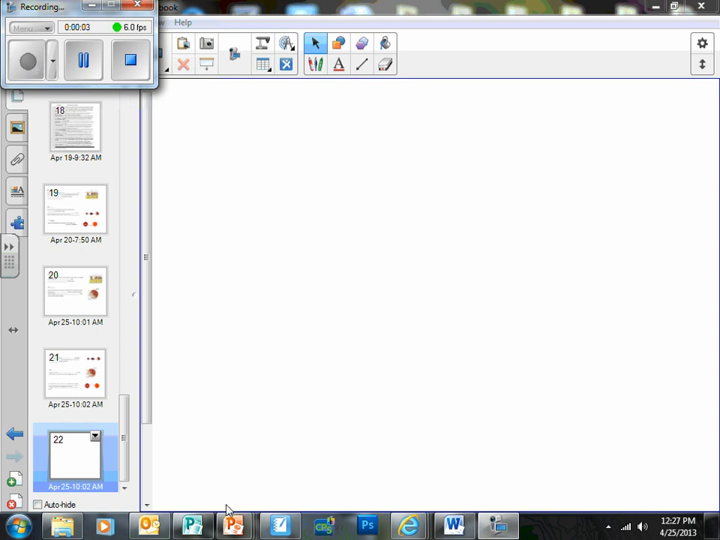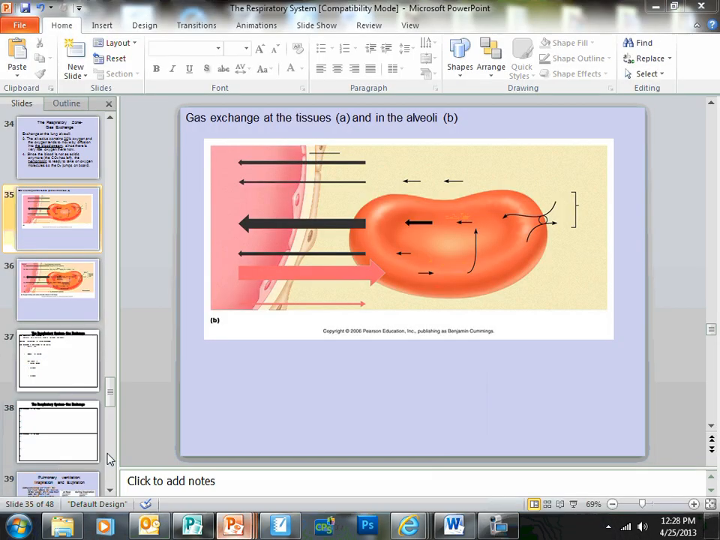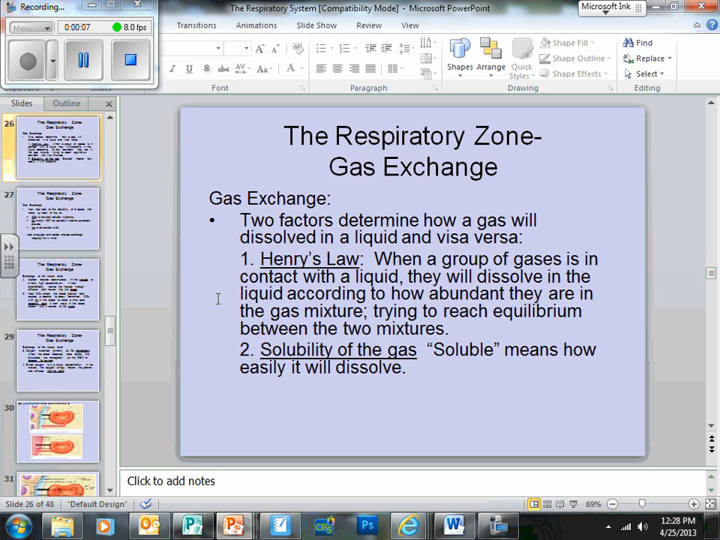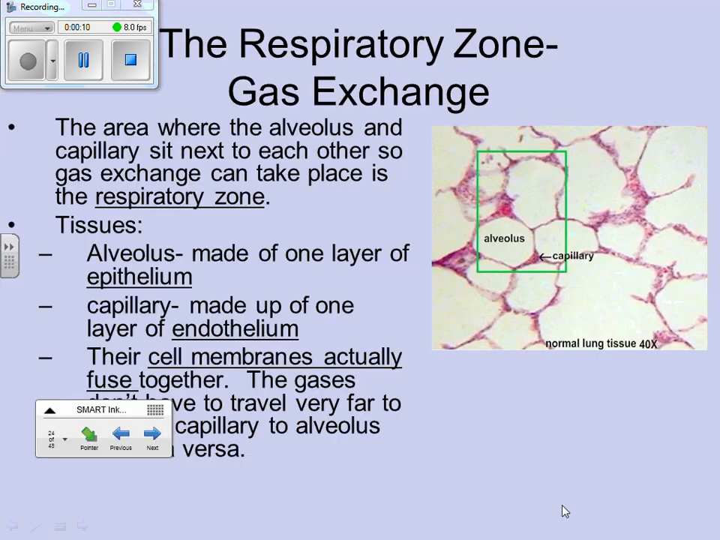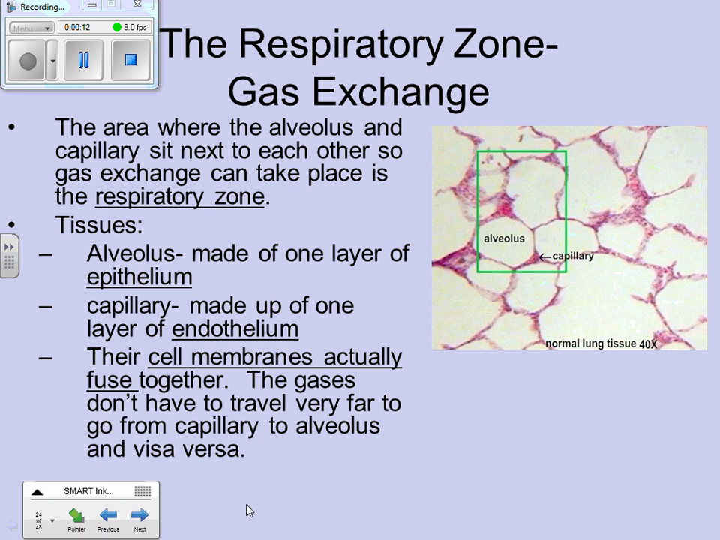Okay, hey everybody, we're going to learn about gas exchange. Whenever we talked about alveoli, the alveoli sit right next to the capillary, and we said that they each had one cell thickness. So the alveoli has one cell layer around it, and then the capillary has one cell layer around it. And we call this the respiratory zone because this allows the gases to be exchanged very easily.